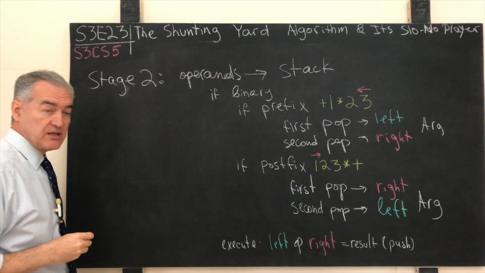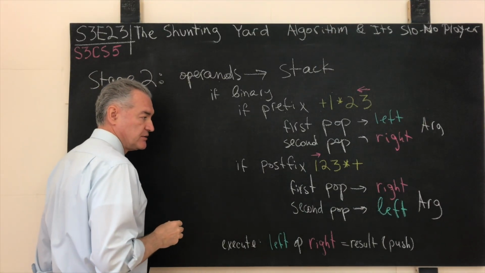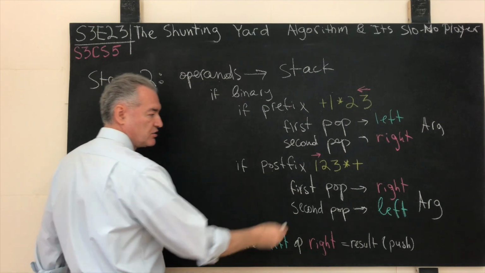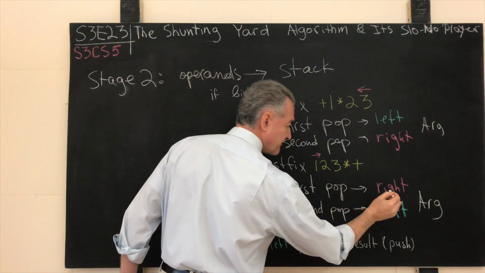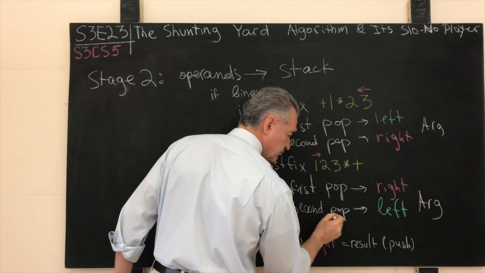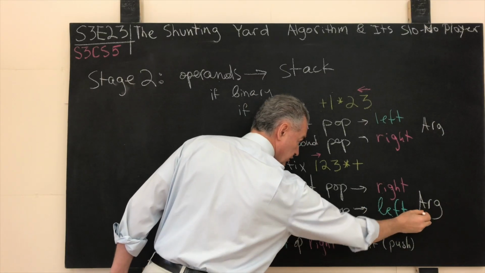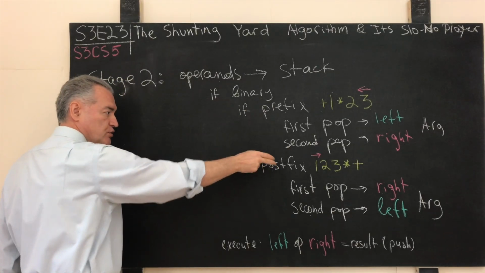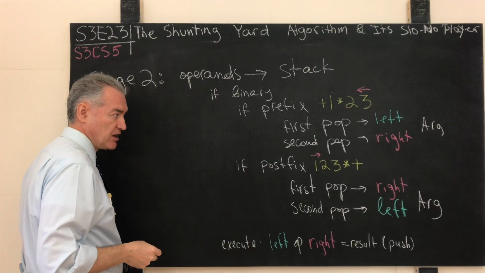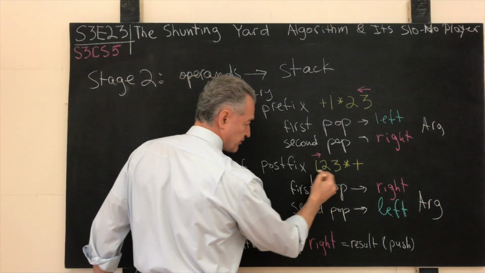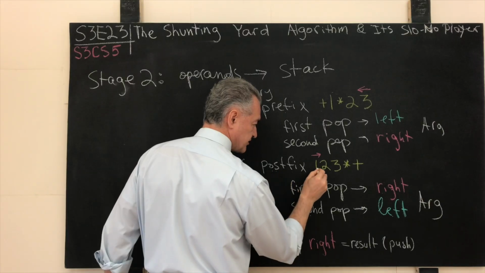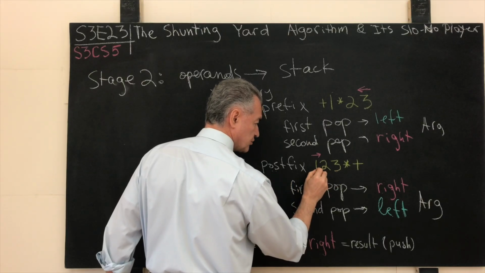Now, if the precompiled material is in the postfix form, then the first pop will produce the right argument and the second pop will produce the left argument. This is where the distinction between these two precompiled forms becomes evident. Again, it should be very straightforward to understand, because if the material is given in the postfix form, we process it left to right, starting from the leftmost position.